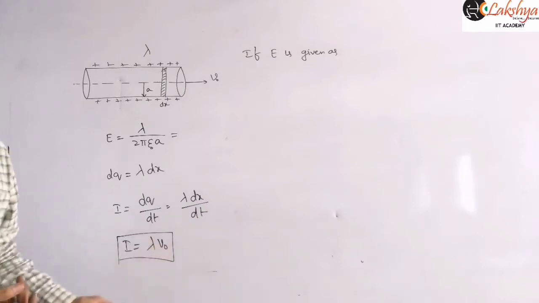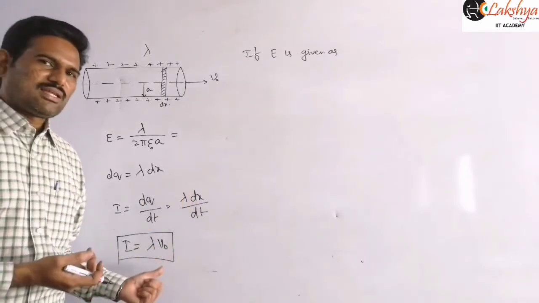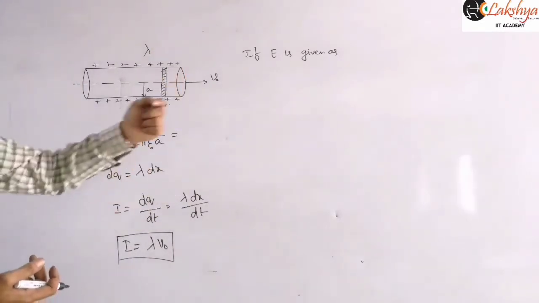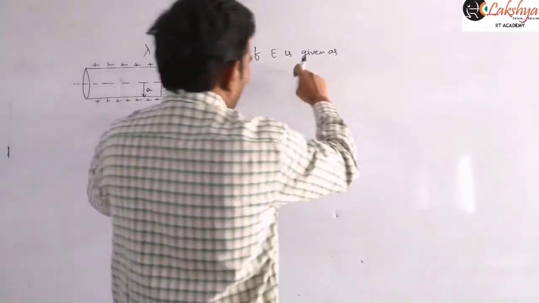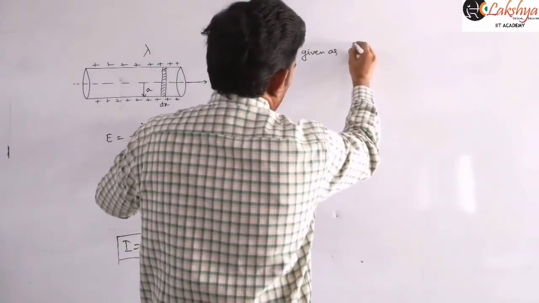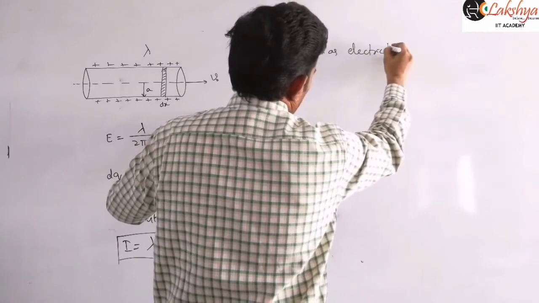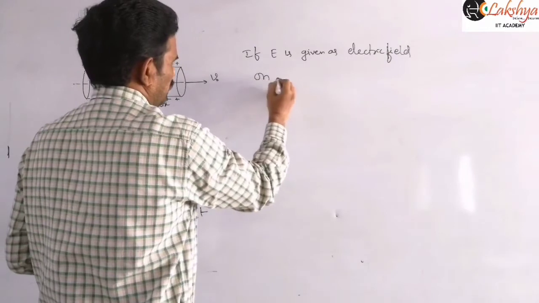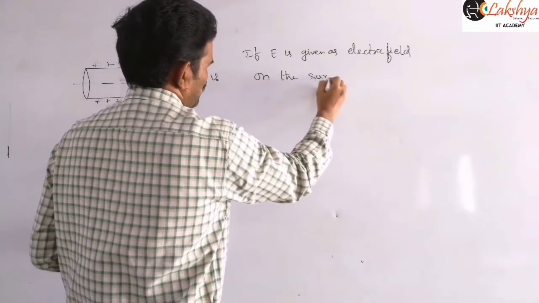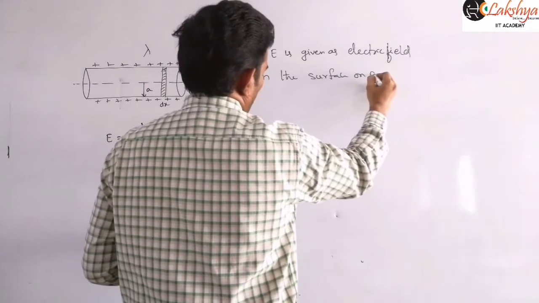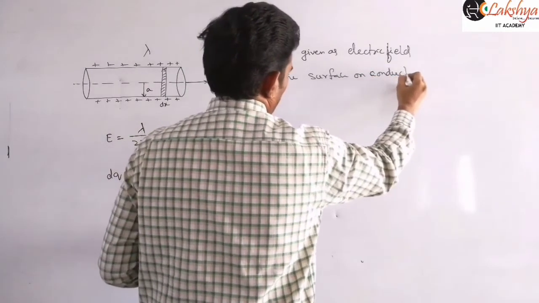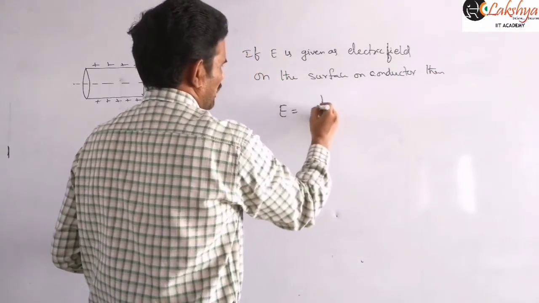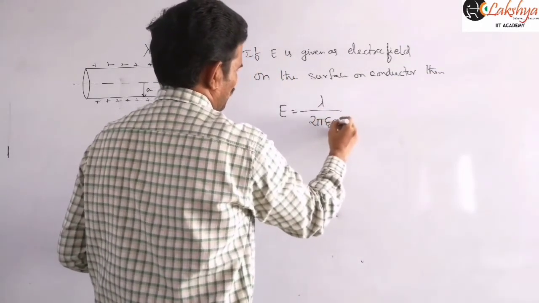Got it? Now what I am saying is, instead of giving the linear charge density, they will give the electric field on the surface of the conductor. So that problem I am explaining now. If E is given as the electric field on the surface of the conductor, then this E value we can write as lambda by 2 pi epsilon naught A, right.